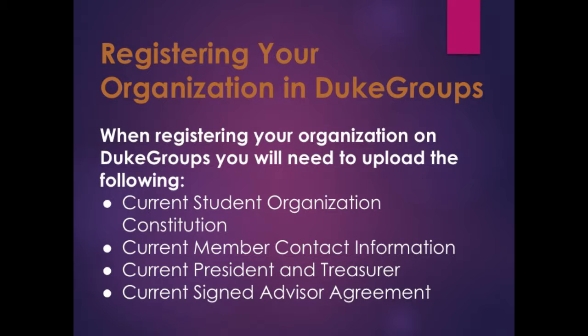To be considered an active organization for this academic year, your group needs to re-register in Duke Groups. Prior to beginning the registration process, it will be helpful to gather your constitution, member contact information, names of your current president and treasurer, and signed advisor agreement form, which is located in the Forms section of the UCAE website.